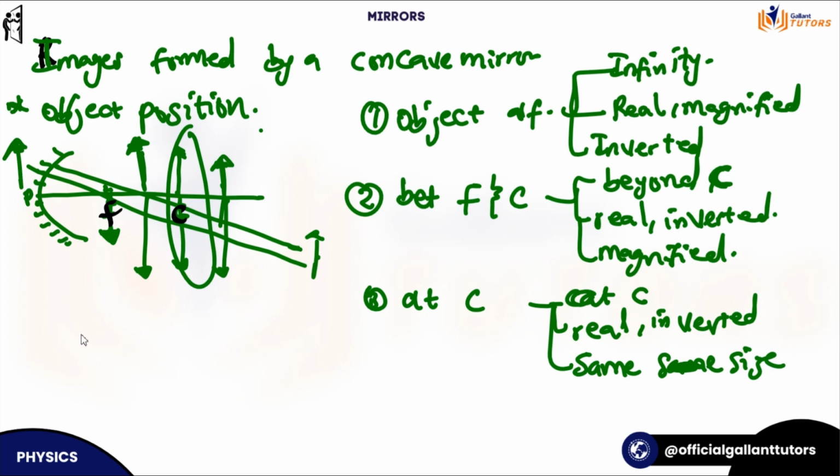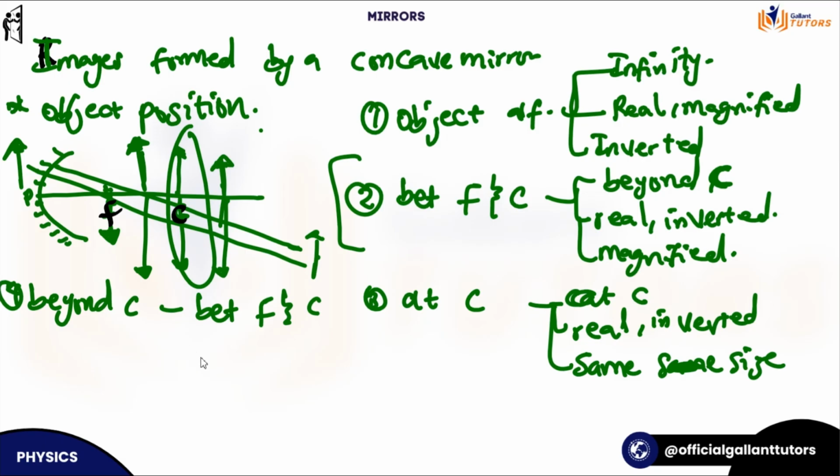Now, what about beyond C? What do we get? Yeah, just copy this, please. Just copy number 2. So now we have 4, which is beyond C. For beyond C, it will form between F and C. Do you get the principle I'm using now? Between F and C, it will be real. It will be inverted. If this was magnified, what do you expect it to be? Tell me, you know it. Diminished, correct?